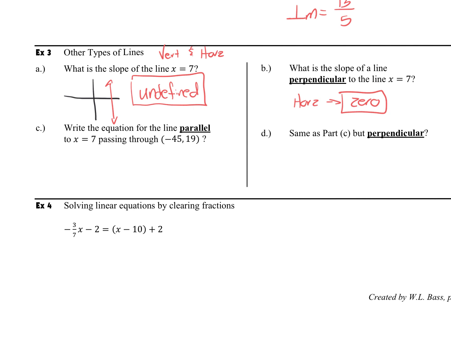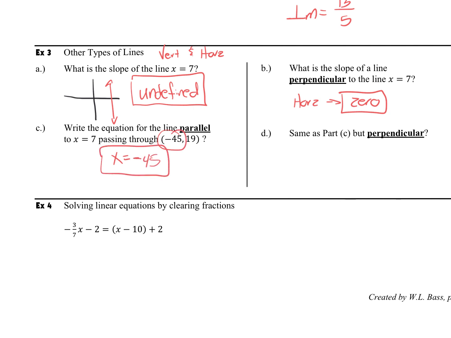Now, if we want to write some equations of lines, let's say I want to write the equation of a line that's going to be parallel to this one, that's the x equals 7, and is going to go through this point. Well, if it's parallel, it's another vertical line, so another vertical line is going to be x equals. From there, we can just use the x value, so x equals negative 45.